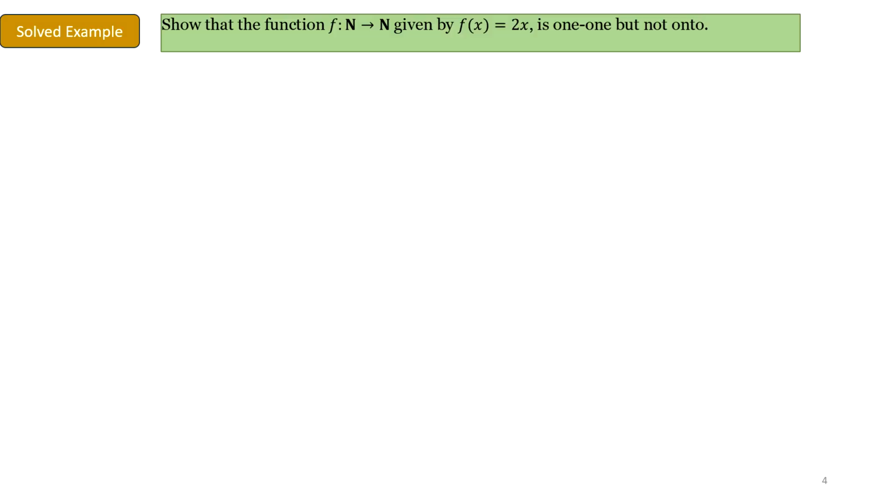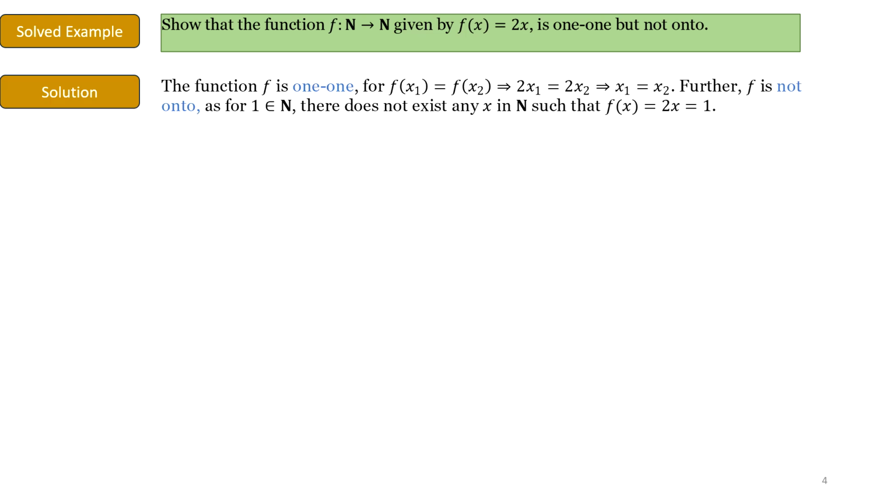The function f: N → N where f(x) = 2x. Show that it is one-one but not onto. For f(x1) = f(x2), we have 2x1 = 2x2, or x1 = x2, which in turn proves that if f(x1) = f(x2), then x1 has to be equal to x2. This proves that f is one-one.